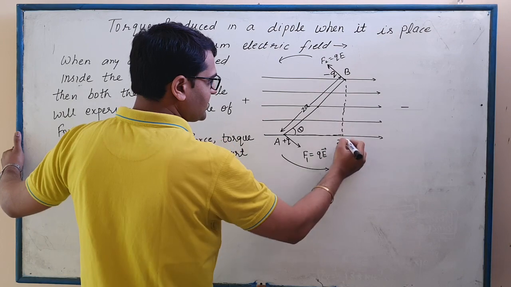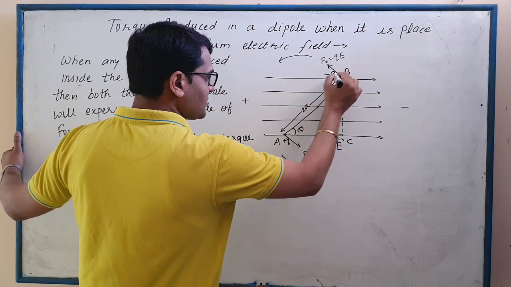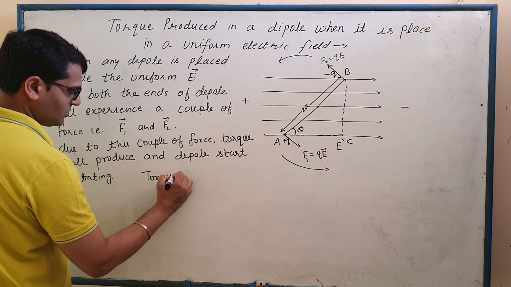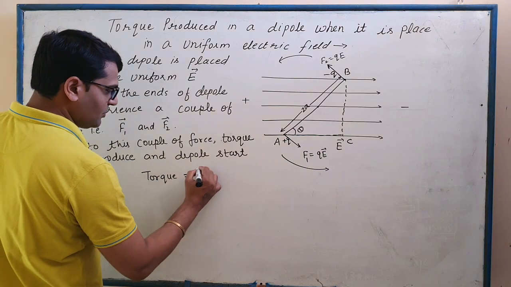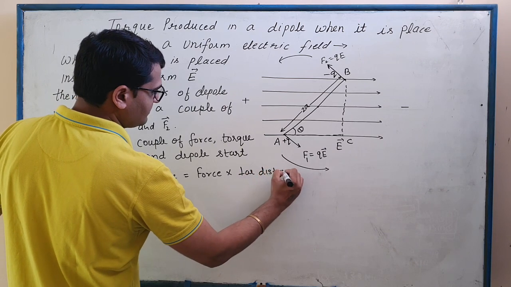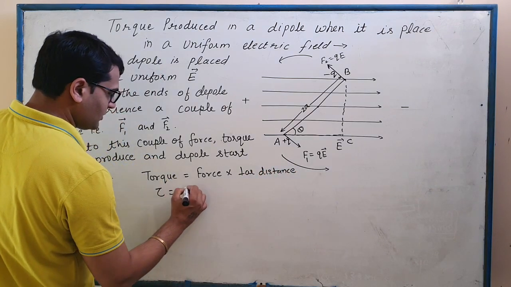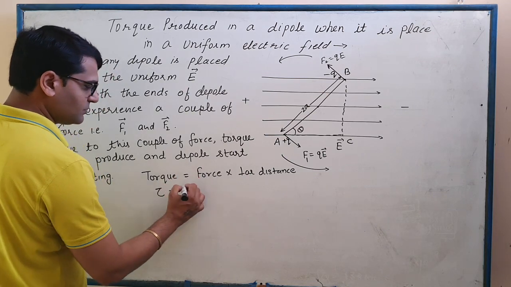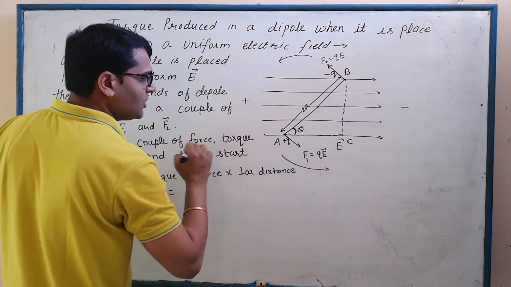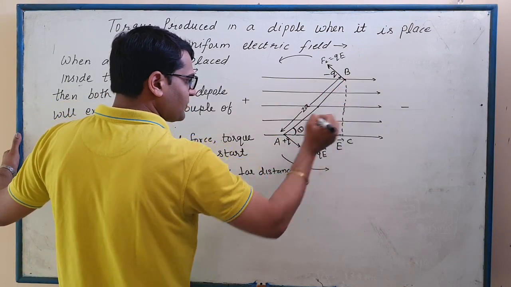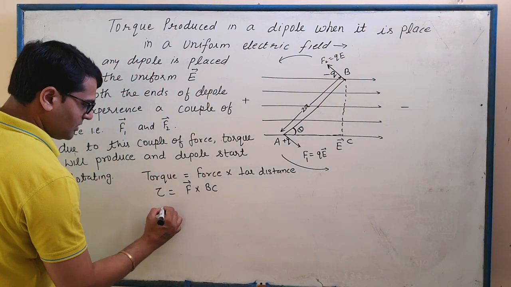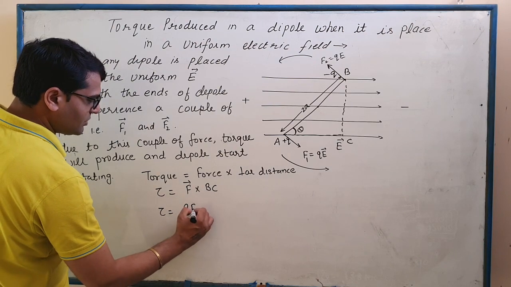This is the perpendicular distance BC, this is 2A and this is theta. So what is the formula of torque? Torque is given by force into perpendicular distance. Torque is equal to F, either F1 or F2 you can take, magnitude into the perpendicular distance BC, because this is the angle, so this side will be our perpendicular. So force into BC. Now what is the value of F? F is given by Q into E.